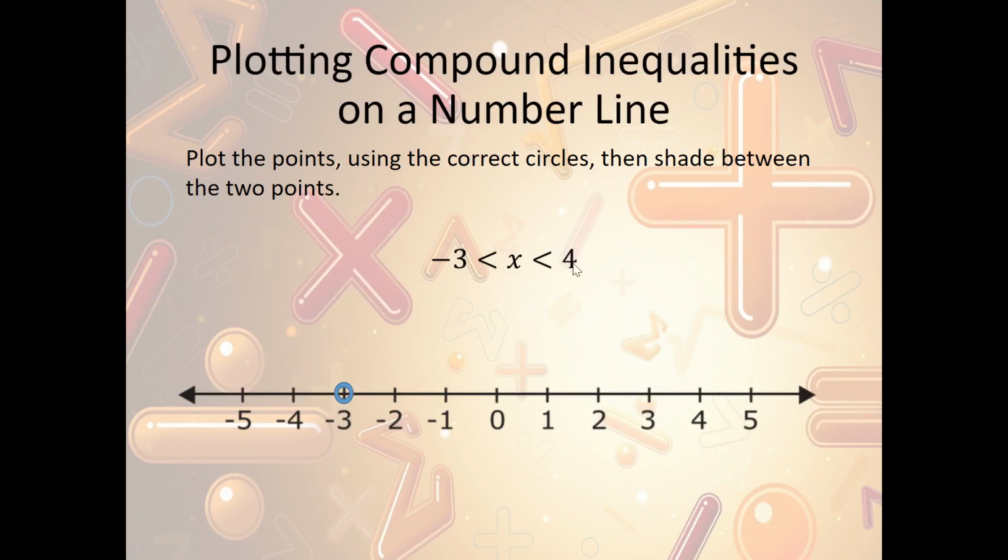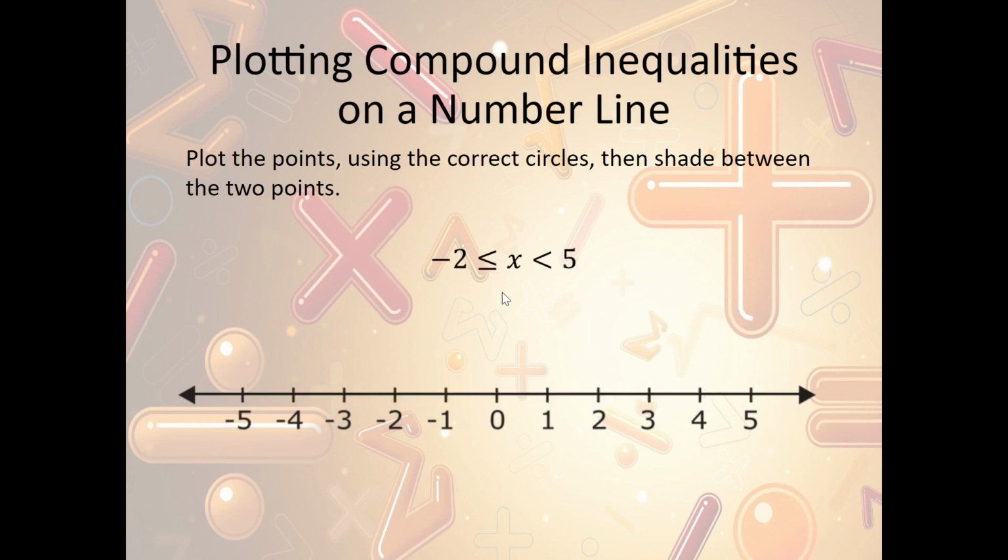Then we'll go to this one. We know we're going to have an open circle at 4 and check to see if they add anything extra. They didn't add anything extra, so we're going to leave it just like that. And we can see here that x is between those two numbers. So I'm going to shade everything between those two numbers here. And that's my compound inequality on the number line.